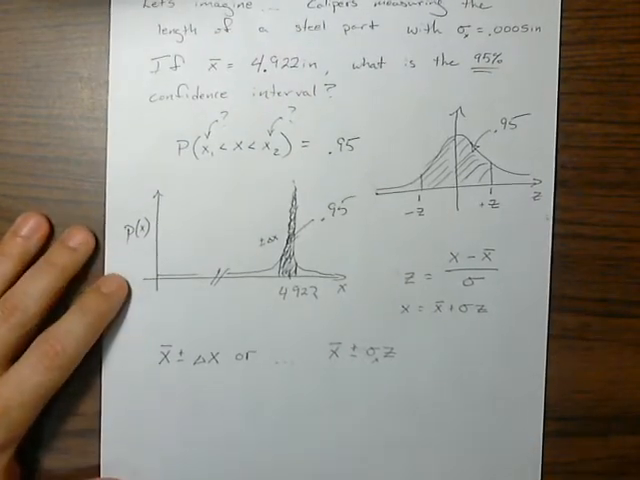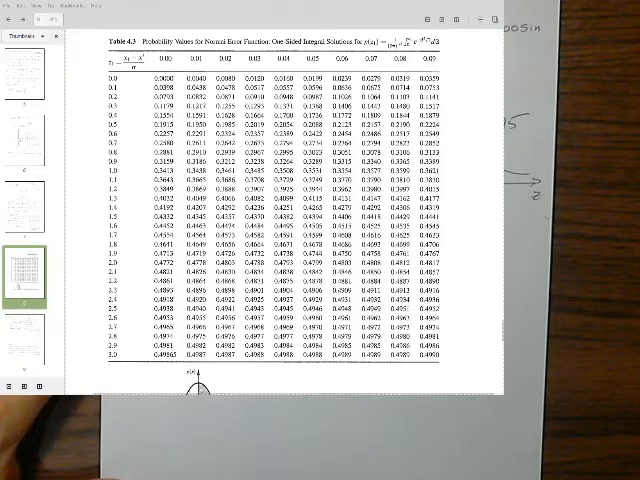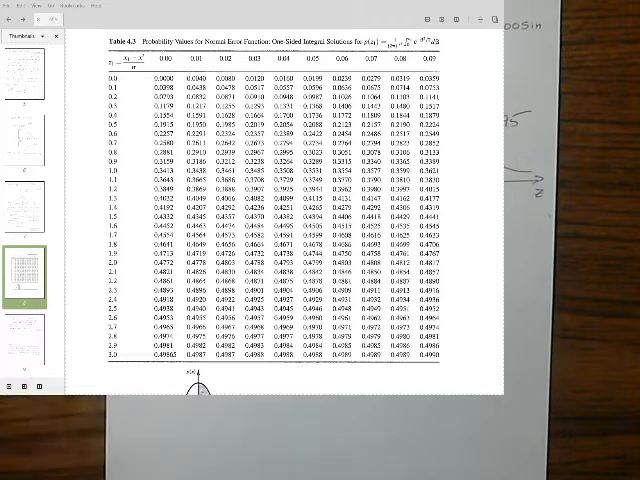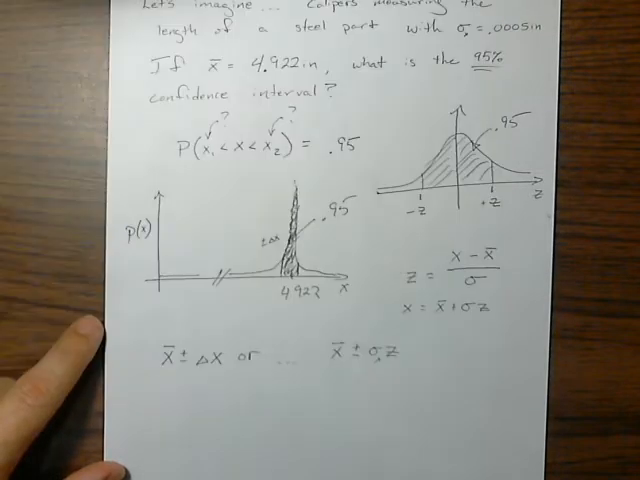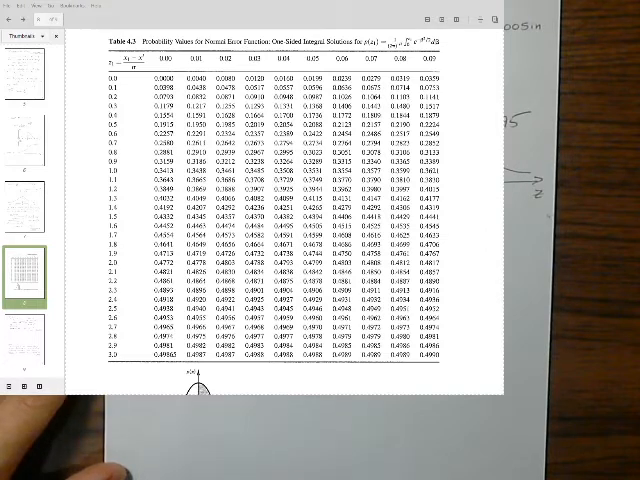Well, this is totally doable. I just need to use my integral tables. Click, there they are. Nifty. So we're on the integral, and now I need to go backwards. I do not look up 0.95 for Z. No. That's the value that the integral of this curve needs to be. So in other words, I need 0.95 to be in the body of the table.